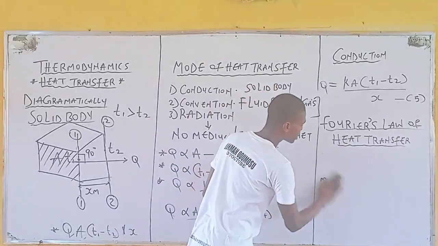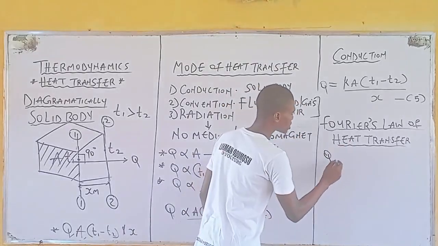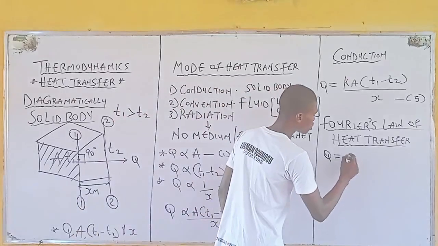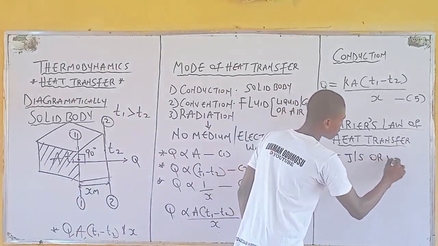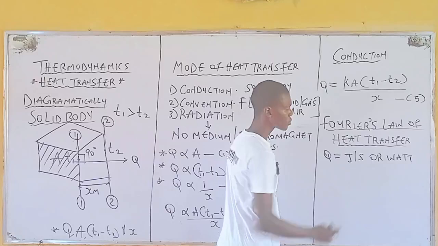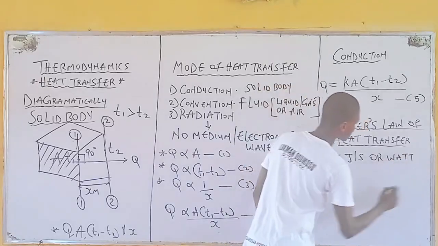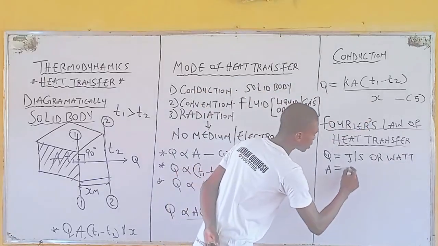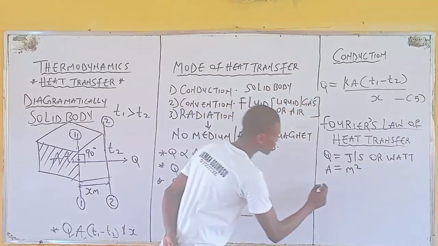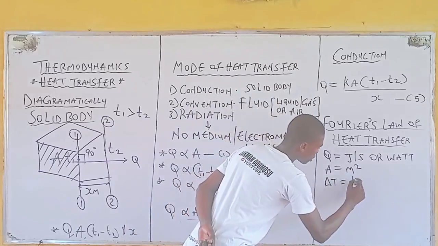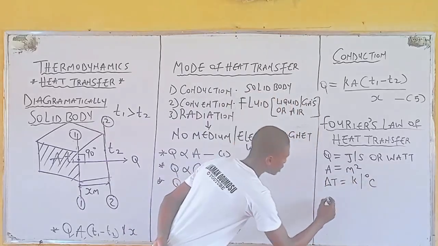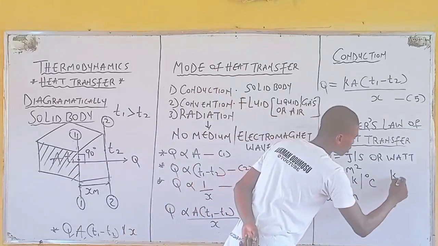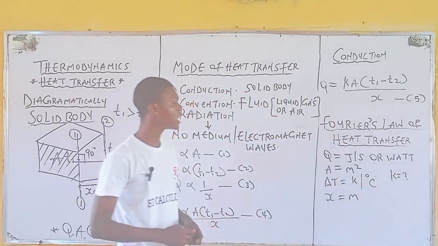So Q is the heat flow rate, where the unit is joules per second or watt, right? The next one is area. The unit of area is meter square. Change in temperature is in Kelvin or degree Celsius. Then x, meaning distance, is in meters. What's the unit of K? How do we get the unit of K?